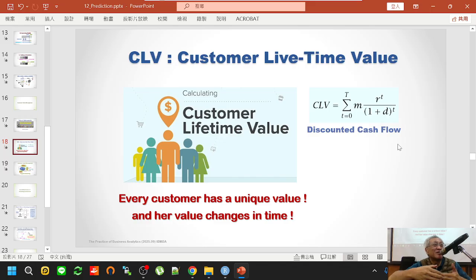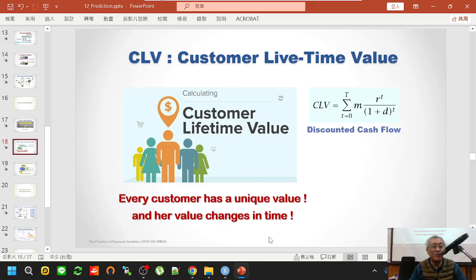The $1,000 today is worth more than $1,000 next year, right? Have you ever learned accounting yet? If you have, you should know what discounted cash flow means. It's an accounting concept. T is the number of periods that you want to use, and M and R are our prediction values. With that, you can calculate how much a customer is worth to your company, which is the expected profit contribution.